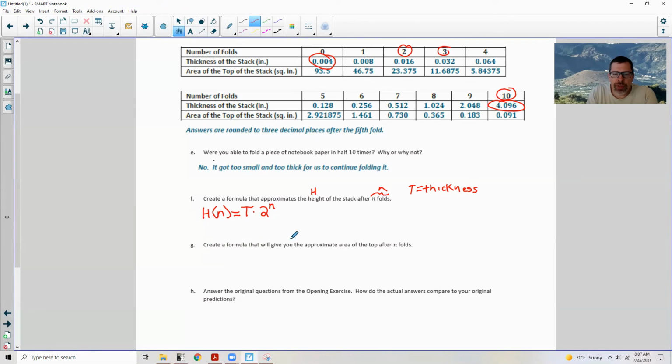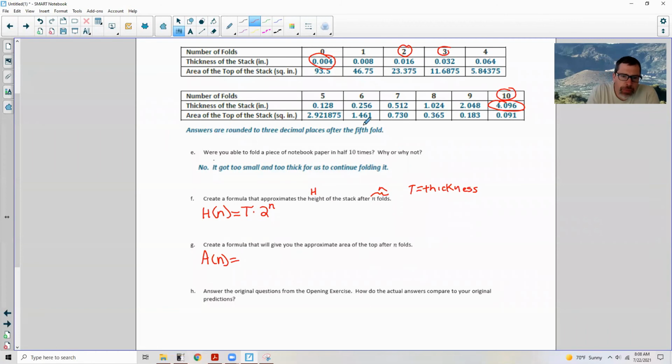G says create a formula that will give you the approximate area of the top after n folds. So we're going to start off with the area formula. So area, based on the number of folds, is going to equal, and this takes a little bit more thought.